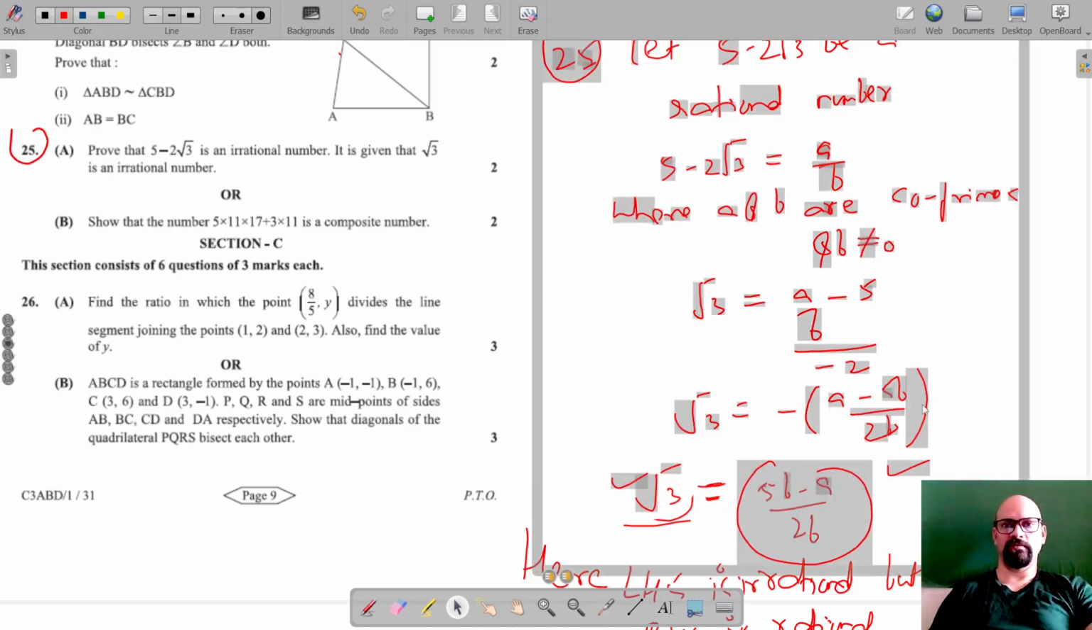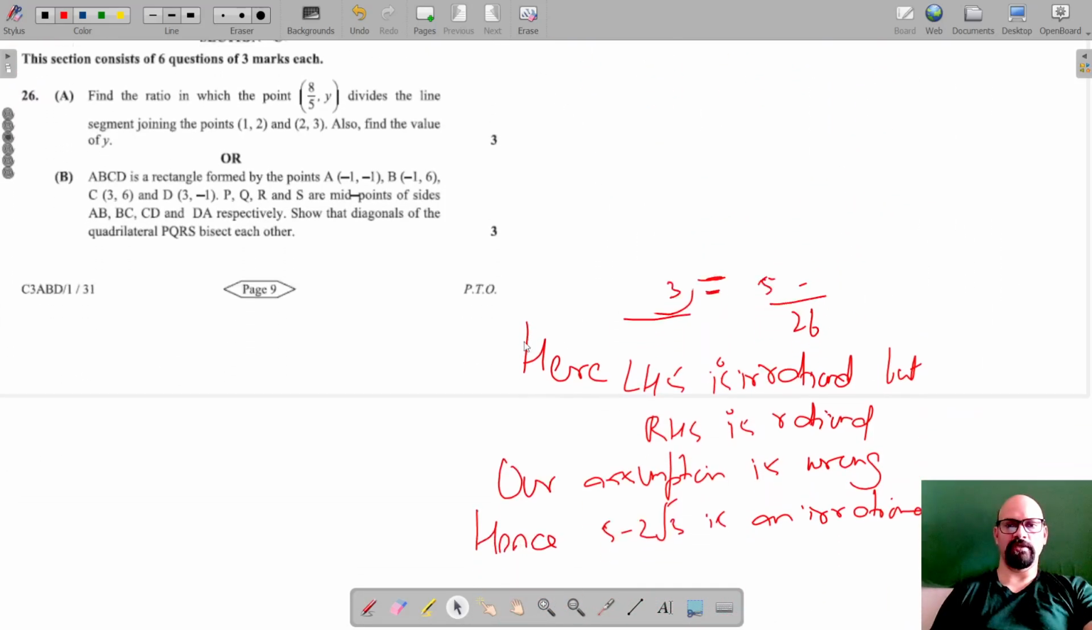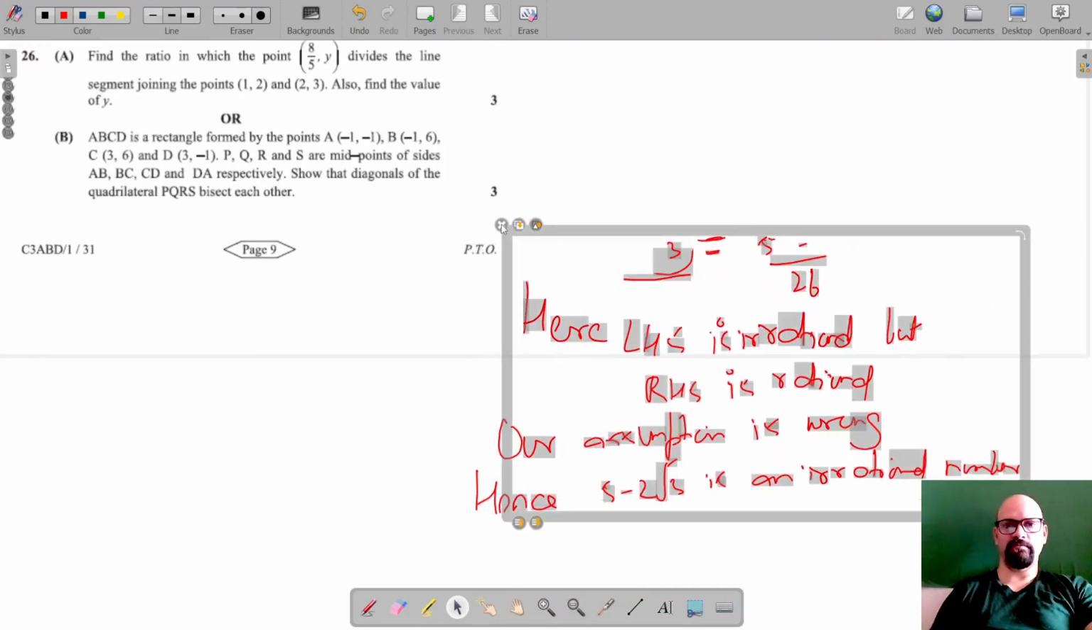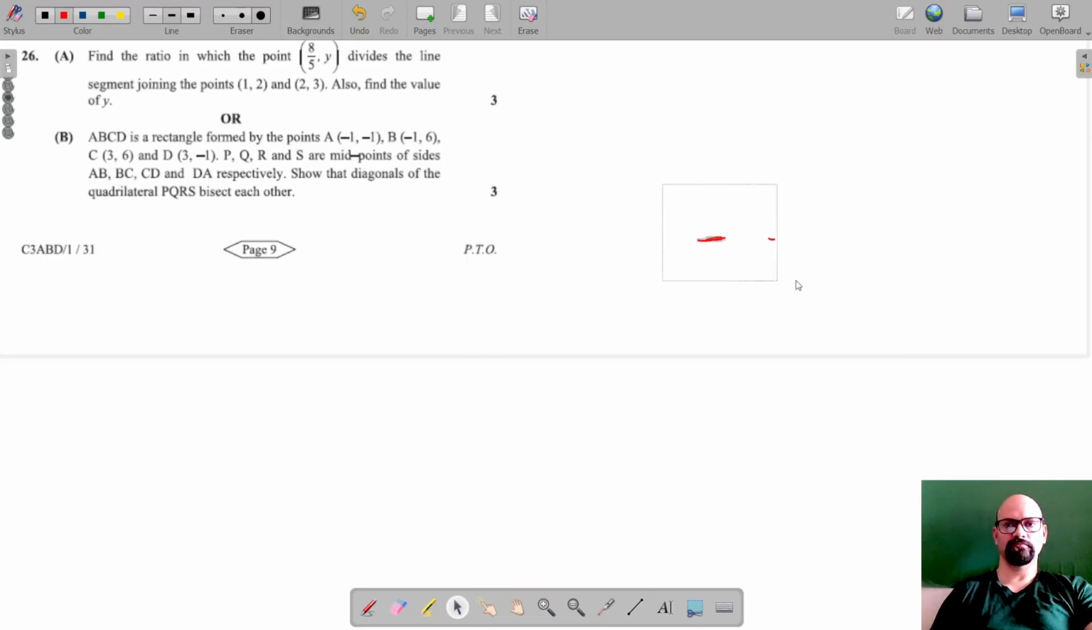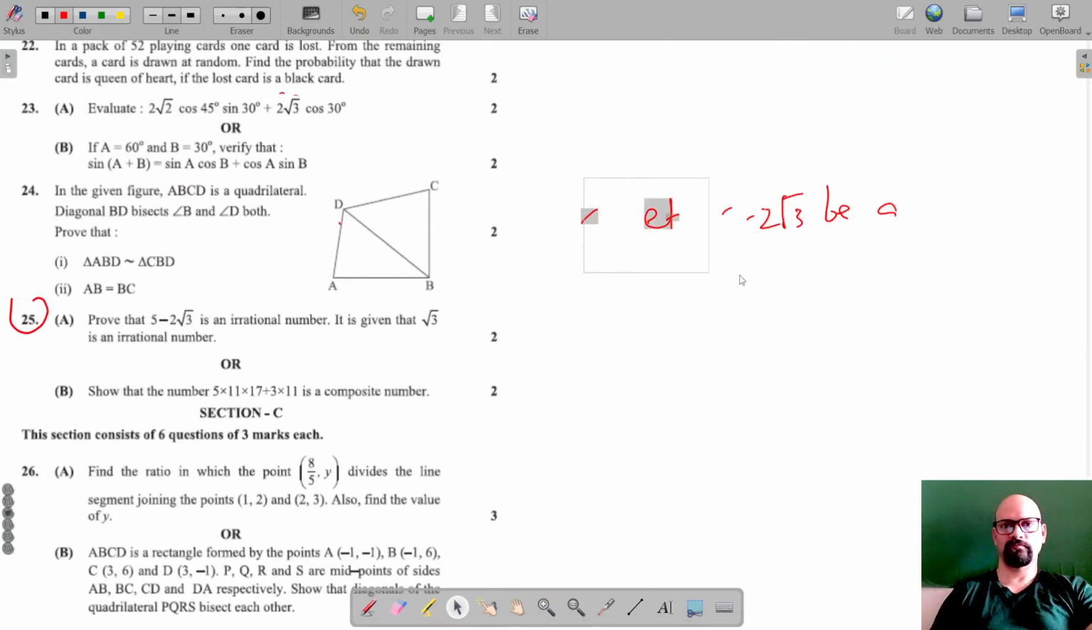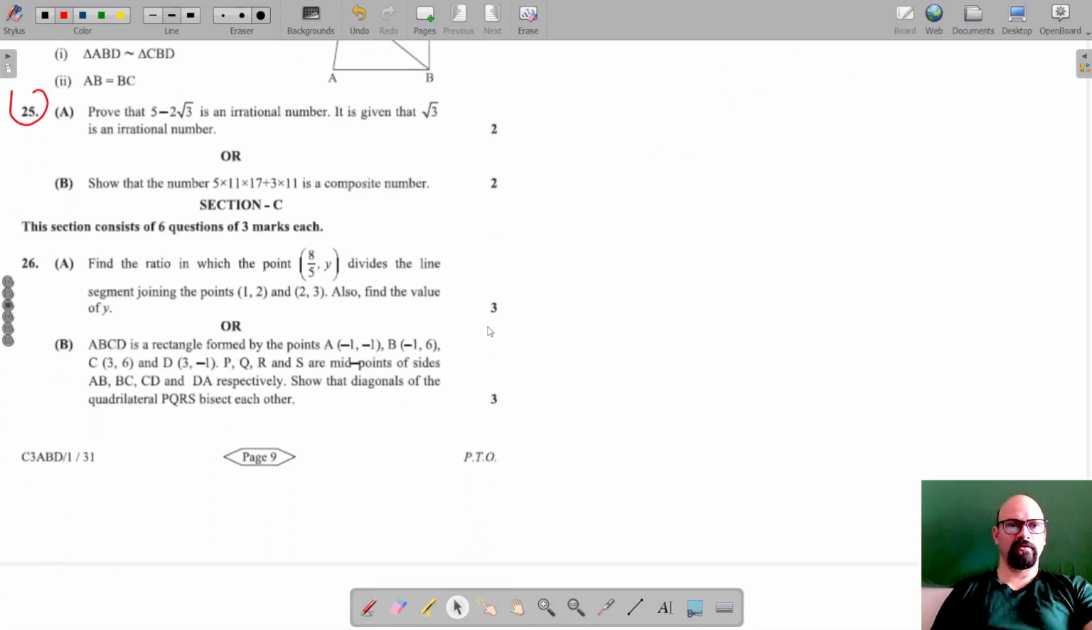Okay, so this solves part A, and moving on to part B. I'm going to erase this. So moving on to part B of the same question.